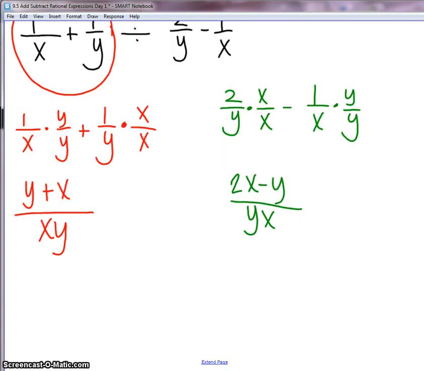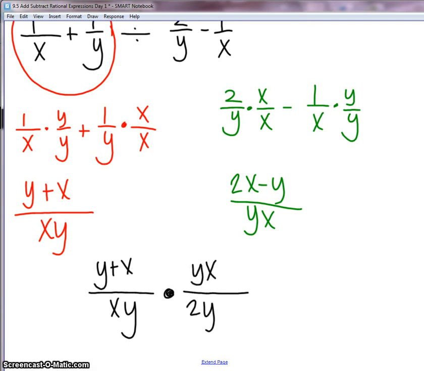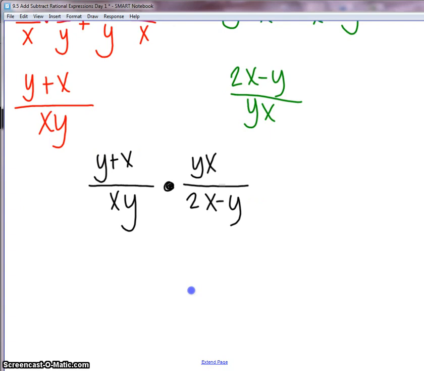Remember that these are fractions, so we need to do leave, change, flip, guys. Leave. Change the division symbol to a multiplication symbol. Flip your other fraction. Uh-oh. Wrong, wrong, wrong. Look, just like when I'm in regular class, I'm making all these mistakes. And then cancel out, so your final answer is this.